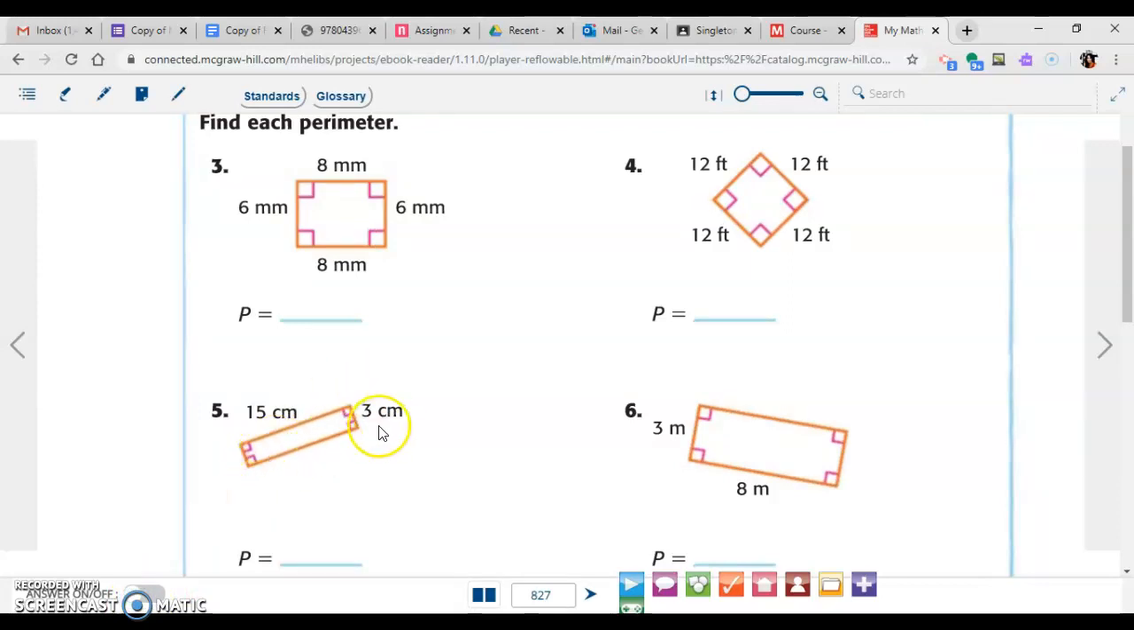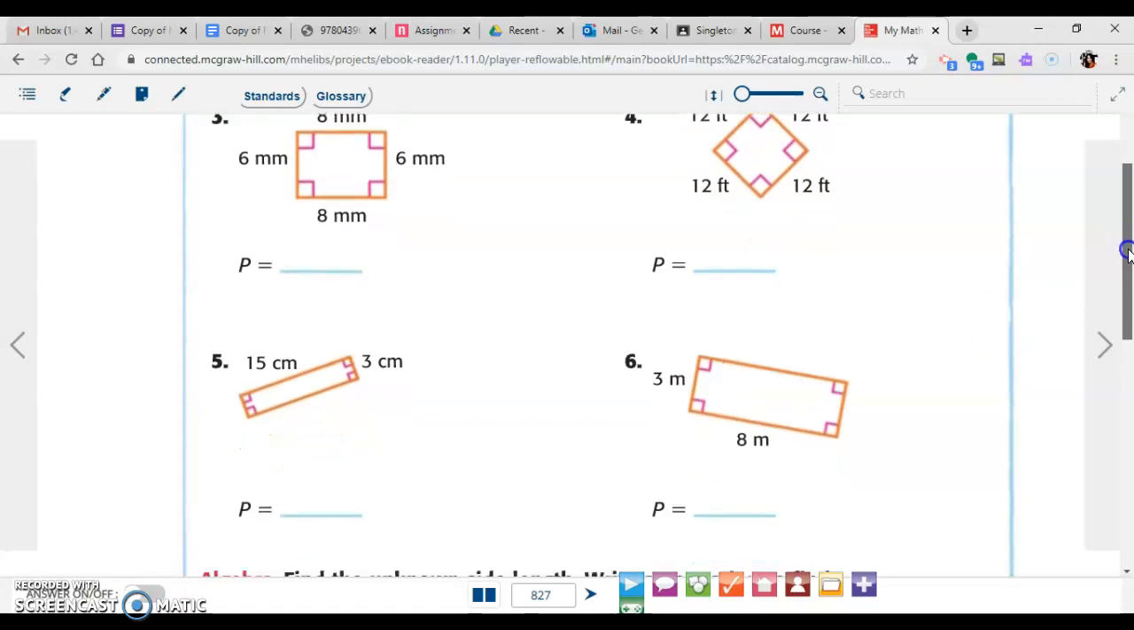Here, it's a very long little rectangle, 15 and 3. You can do 15 plus 3 plus 15 plus 3, or you can do 2 times 15, which is 30, 2 times 3, which is 6, and just add them together, and you get 36 either way.